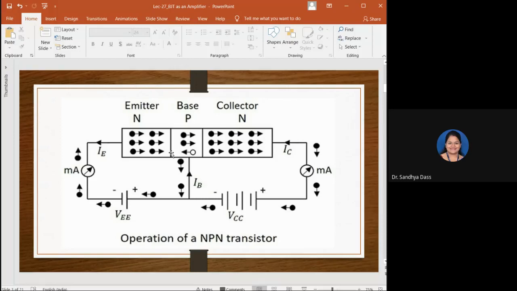Yes, what is that barrier potential? It should be 0.7 volts for silicon type. Are you all with me? Yes. Some of you got the answer. So, only when you cross that barrier potential is what?